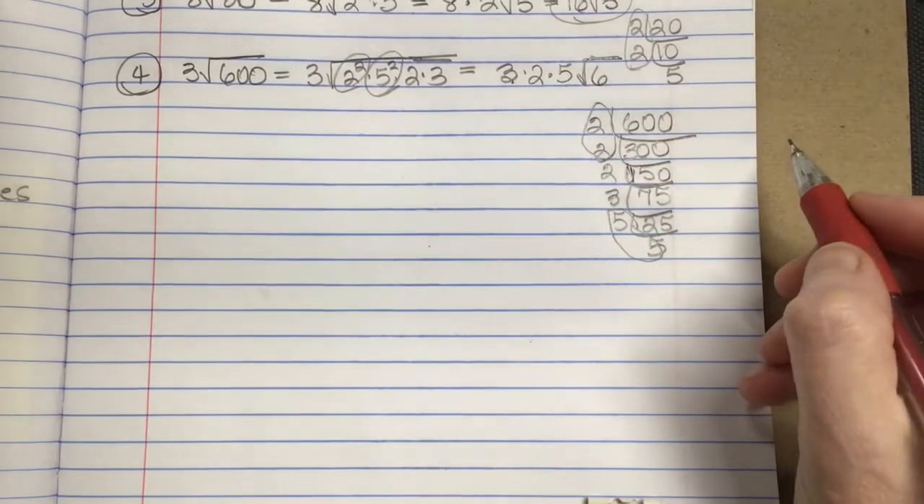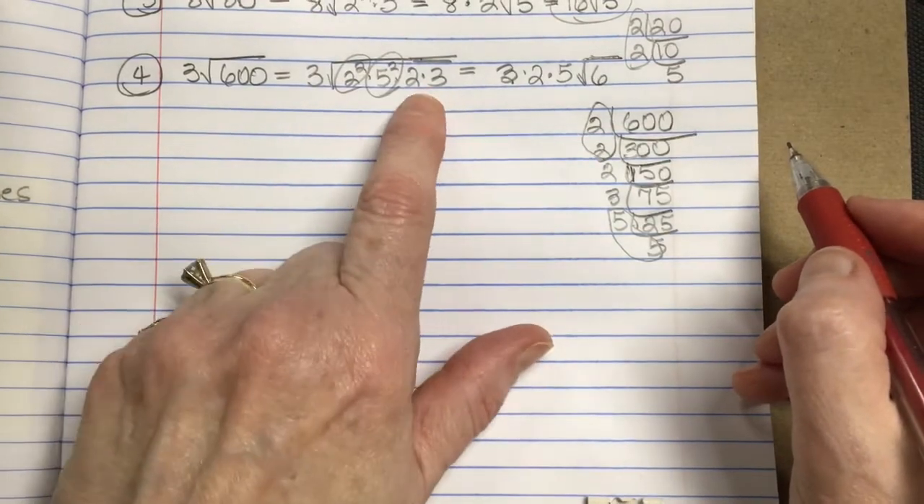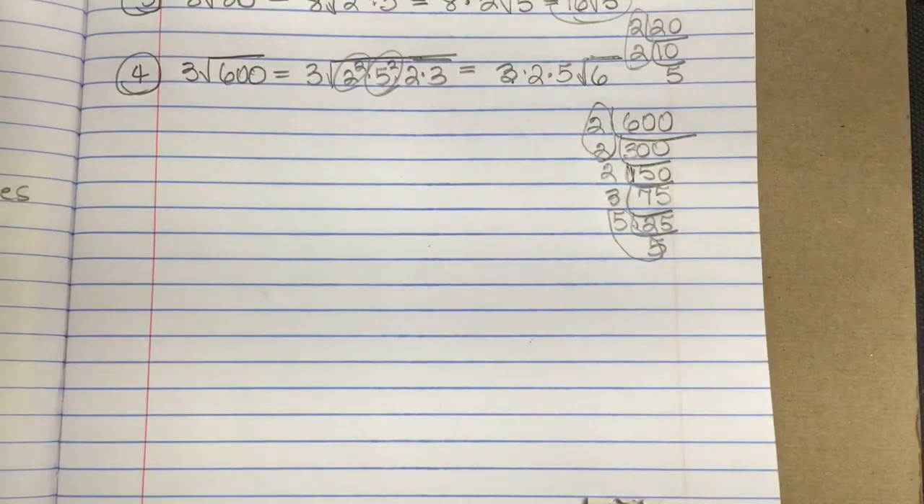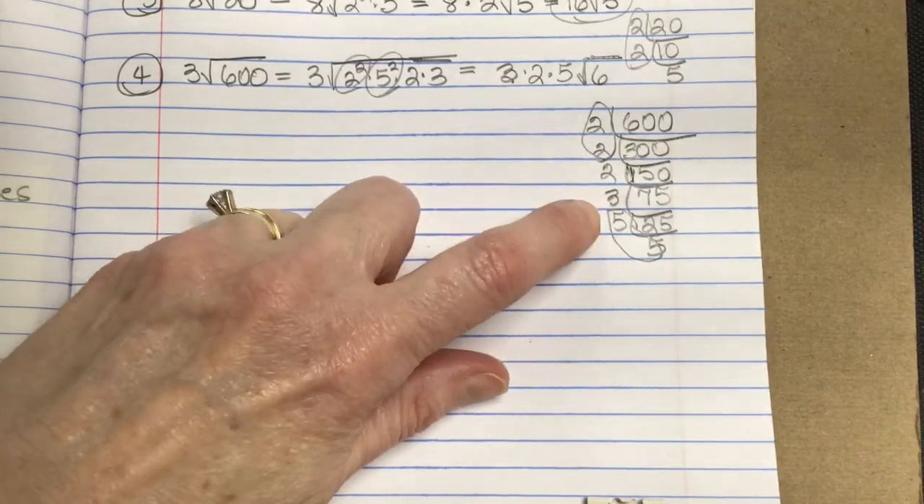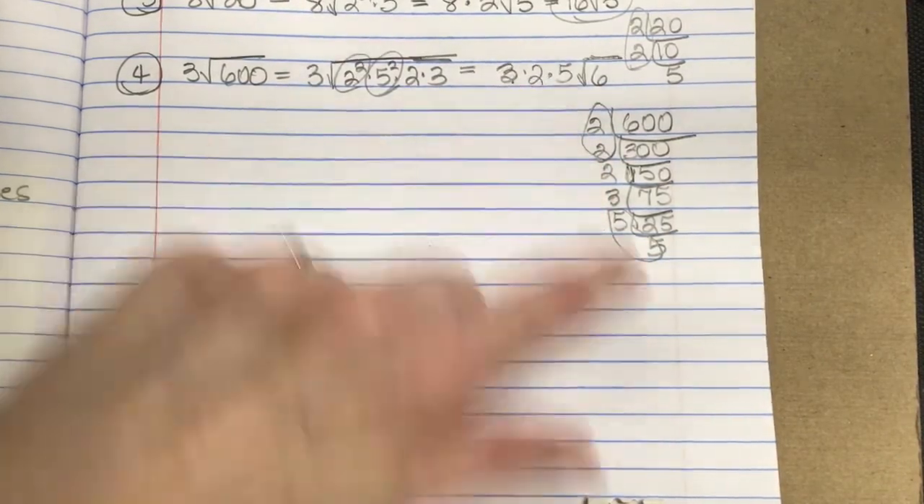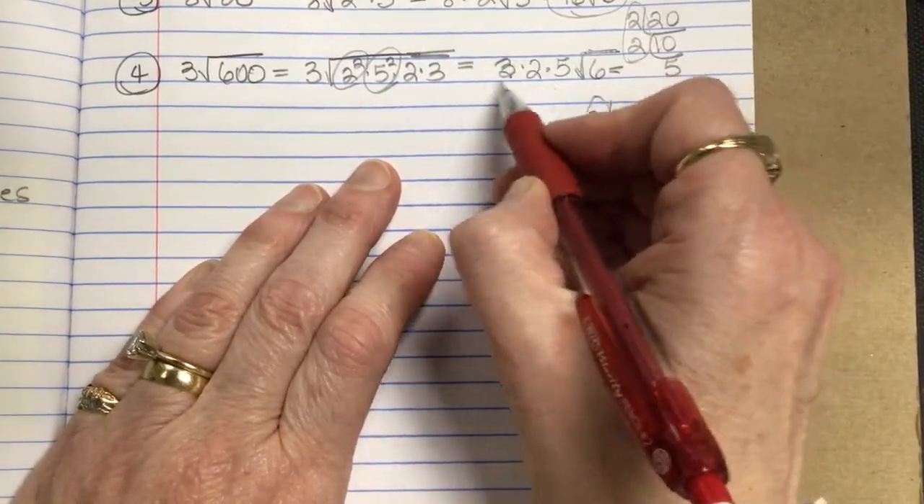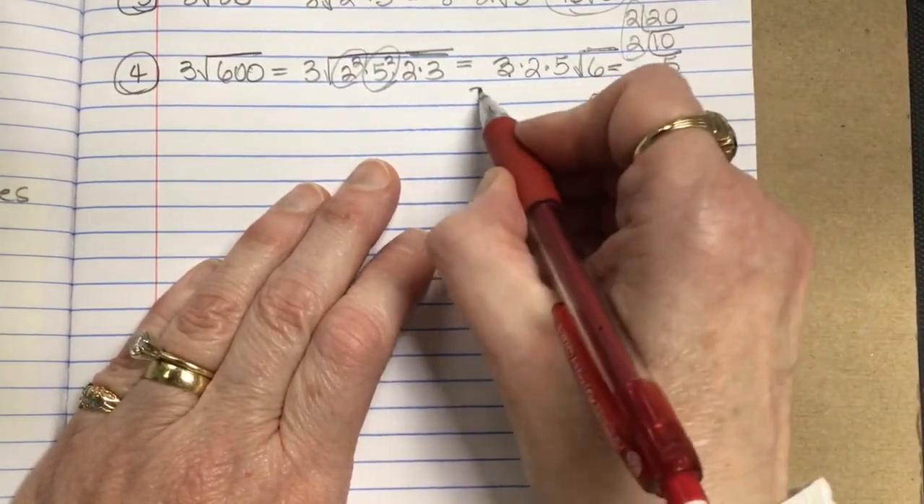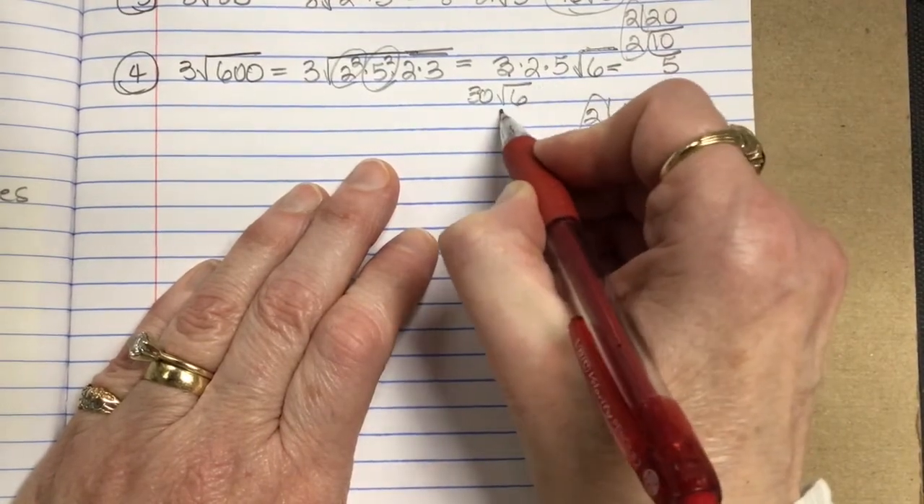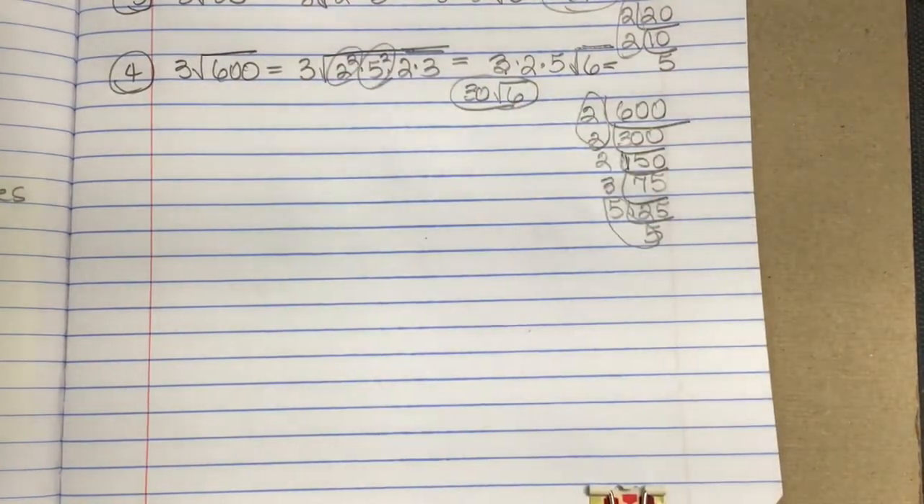Now, 6 is not prime, but its factors are 2 times 3, and neither one of those are perfect squares or can be paired with. So you don't have another 2 to pair it with. You don't have another 3. It'd have to be a 4 or a 9, and I don't have that. So when I finish cleaning it up, this is 30 times the square root of 6. You want to always take it all the way down.